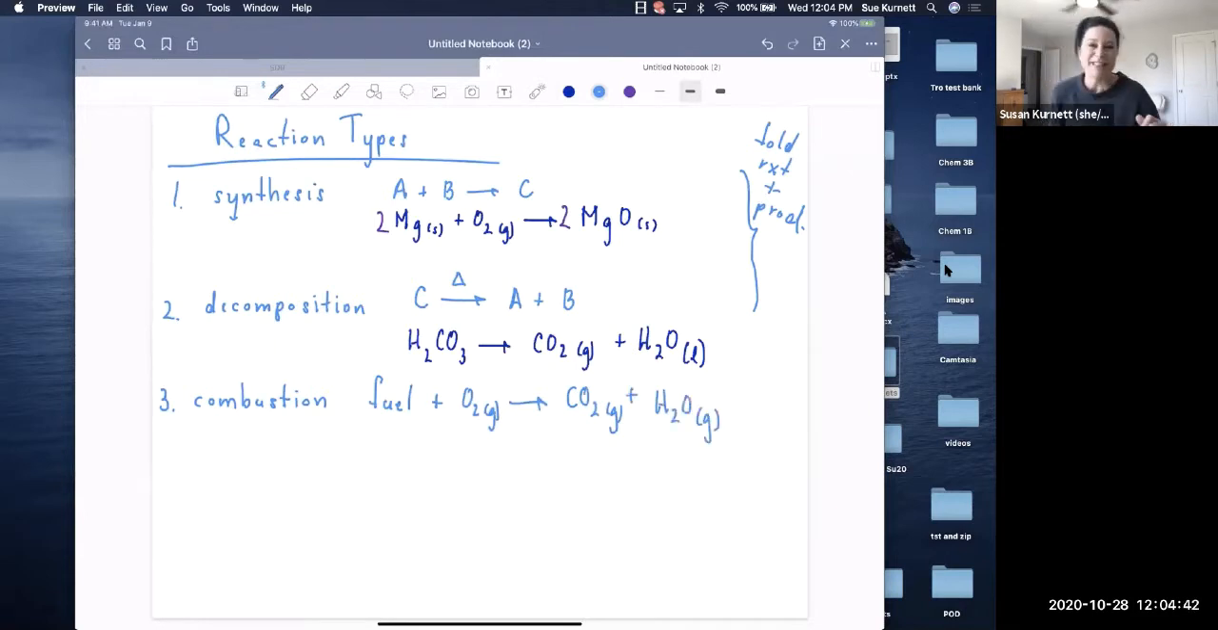Why? Because combustions are exothermic. They generate a lot of heat, and so water's in the gas phase initially. Sometimes we put a triangle over that arrow to indicate we've done something to start the combustion. We maybe struck a striker or we lit a match, but then once the combustion starts, it proceeds and it's exothermic. A fourth and a fifth type are single and double displacement.